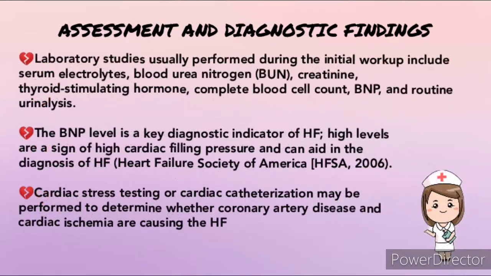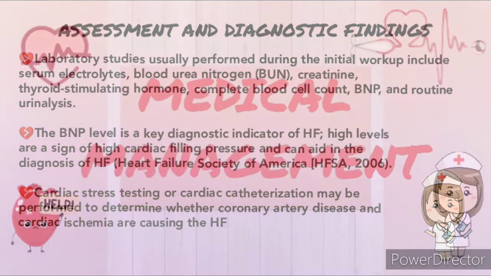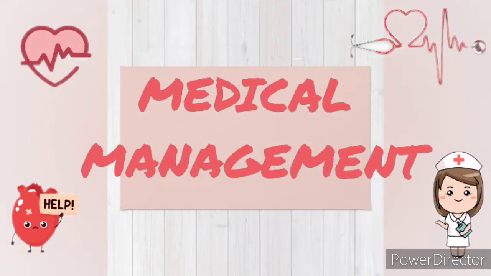Laboratory studies usually performed during the initial workup include serum electrolytes, blood urea nitrogen, creatinine, thyroid-stimulating hormone, complete blood cell count, BNP, and routine urinalysis. The BNP level is a key diagnostic indicator of HF. High levels are a sign of high cardiac filling pressure and can aid in the diagnosis of HF. Cardiac stress testing or cardiac catheterization may be performed to determine whether coronary artery disease and cardiac ischemia are causing the HF. Now let's talk about the medical management for heart failure.